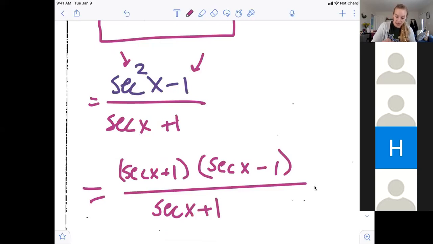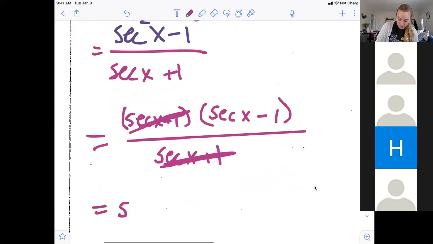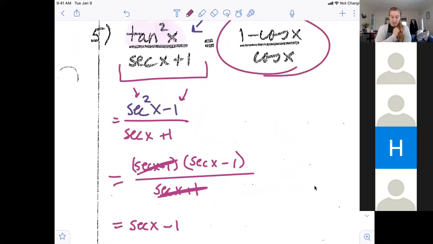However, once I do that, I know that this is going to be so helpful because I've got a secant x plus 1 on top and on bottom. So they cross out, which leaves me with just secant x minus 1. However, I'm not done. Close, but I'm not done. I need it to be 1 minus cosine over cosine.